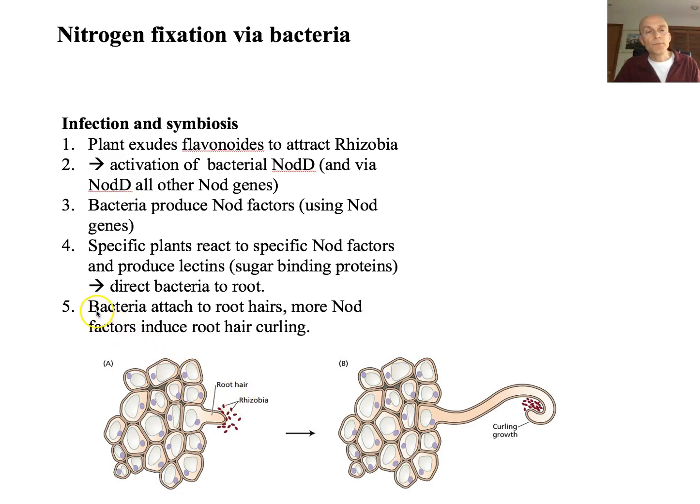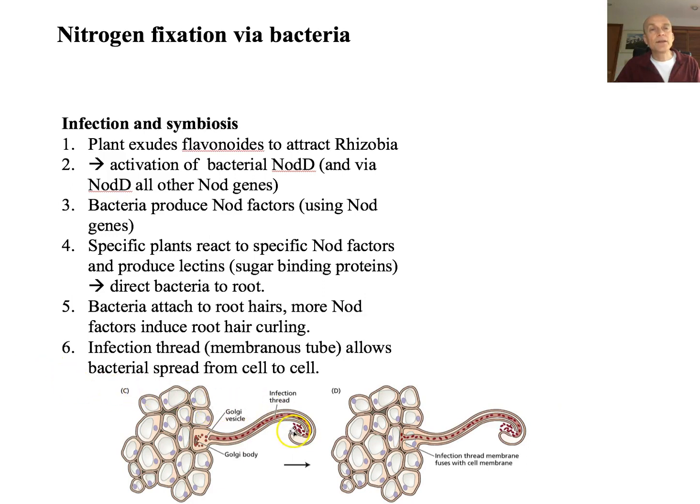Bacteria are then attached to the root hairs, and then there's some more NOD factors that are induced in the bacteria, which then induce this growth response of the root hair, called root hair curling. It sort of engulfs the bacteria. After these bacteria are engulfed and enter the root hair, they create something called an infection thread. After entering the plant cell, they can fuse with the cell membrane, and from there they can infect a number of cells inside the root.